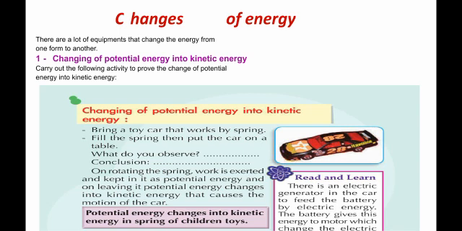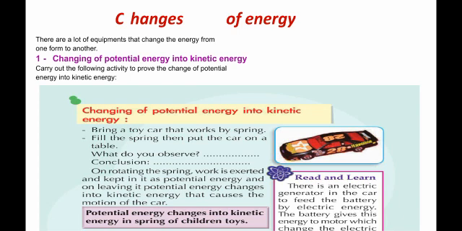Okay, how does the car get this motion, or how does it begin this motion? On rotating the spring, work is exerted. When you rotate the spring, you exert work, and this work is kept in the spring as potential energy. And on leaving it, when you leave the spring and put the car on a table, the potential energy changes into kinetic energy that causes the motion of the car. So potential energy changes into kinetic energy in the spring of children's toys.